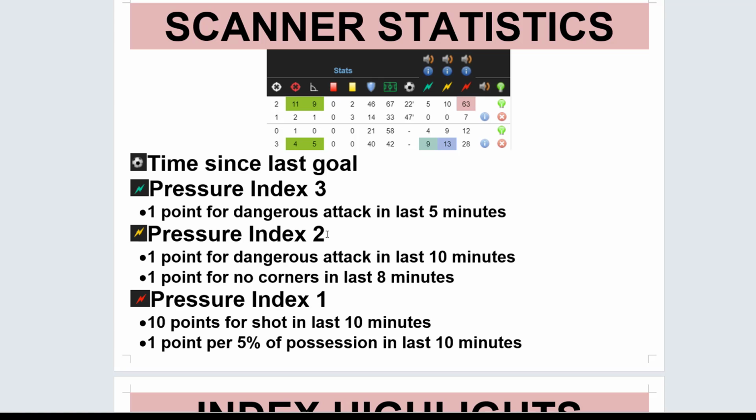Pressure index 2 gives 1 point for each dangerous attack in the last 10 minutes. And it also gives 1 point for no corners in the last 8 minutes. So the key difference there between index 3 and index 2 is index 3 is looking at dangerous attacks in the last 5 minutes, and index 2 is looking at dangerous attacks in the last 10 minutes. And also pressure index 2 has this extra point for no corners in the last 8 minutes.